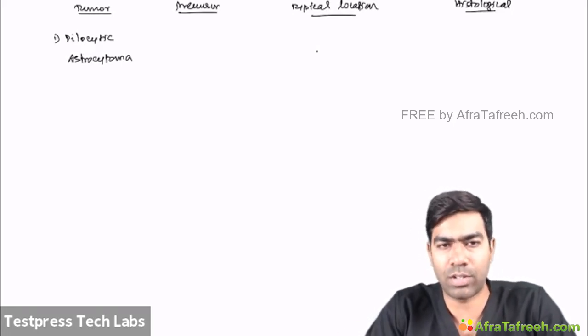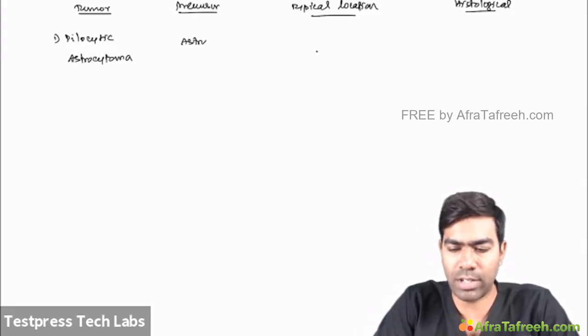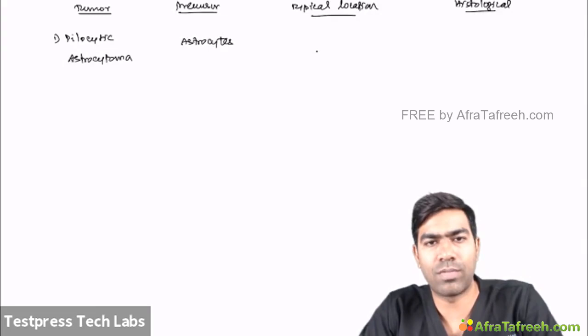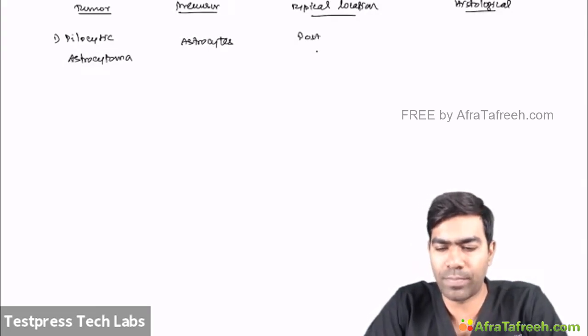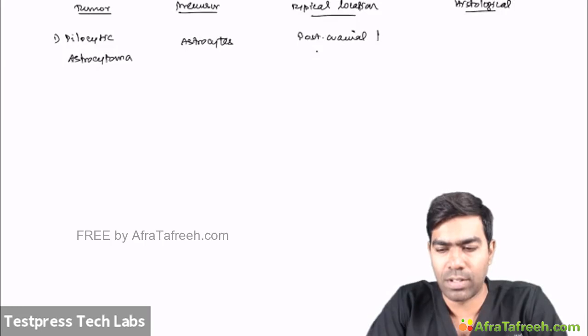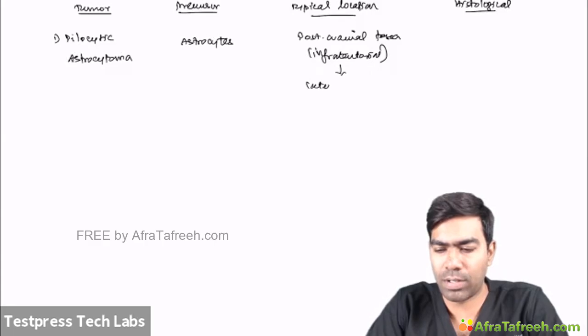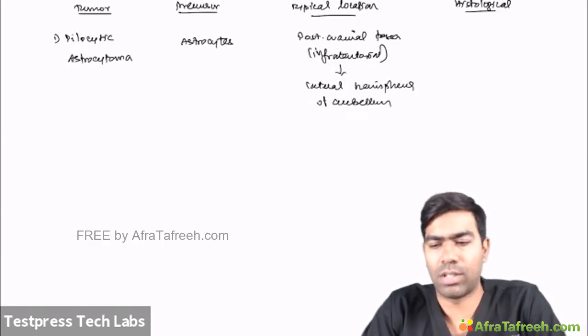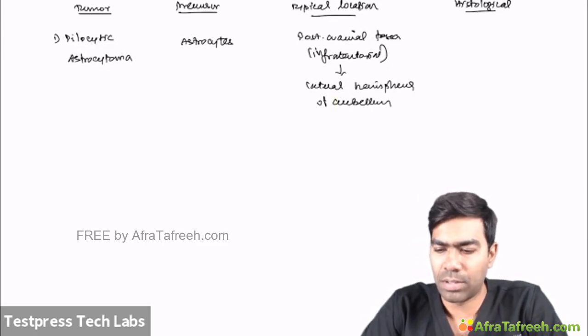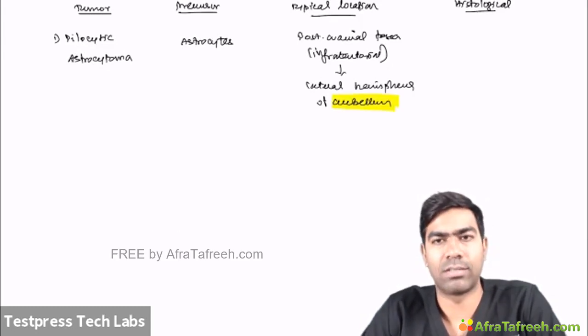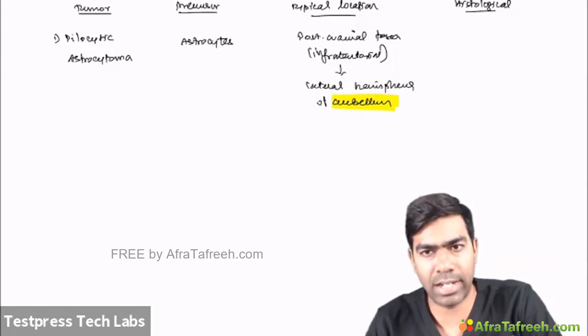So first is pilocytic astrocytoma. You know the precursor is going to be astrocytes. And typical location of this tumor is in the posterior cranial fossa. We know it's infratentorial. Typically it will be arising from the lateral hemispheres of the cerebellum. Very common site of origin is the lateral hemisphere of cerebellum. Of course, whenever it originates from the cerebellum, they're going to have ataxia, cerebellar dysfunction, cerebellar signs.